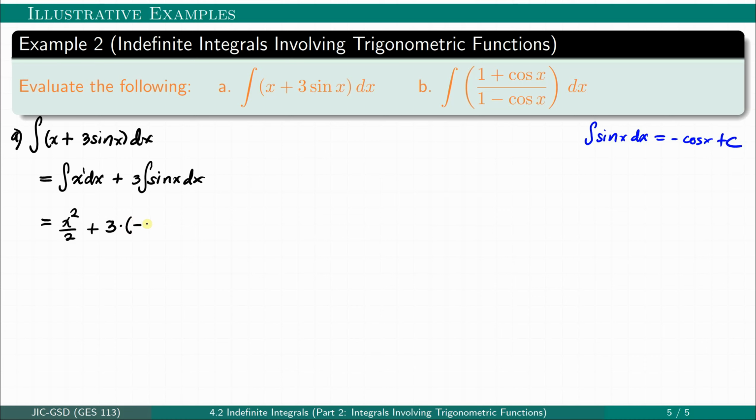So we will have minus cosine x plus a constant c. Rewriting this one, we will get x squared over 2 minus 3 cosine x plus a constant c.